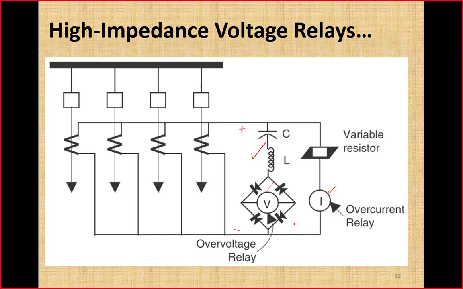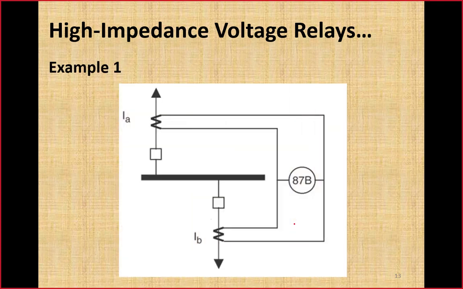In order to understand the working of this high impedance voltage relay, we will discuss an example. Consider this simple circuit. This bus has only two circuits connected to it, circuit A and B. The CTs in these circuits are connected in parallel and then applied across a high impedance voltage branch, that is 87B. 87 stands for differential relay, the standard designation number, and B stands for bus.